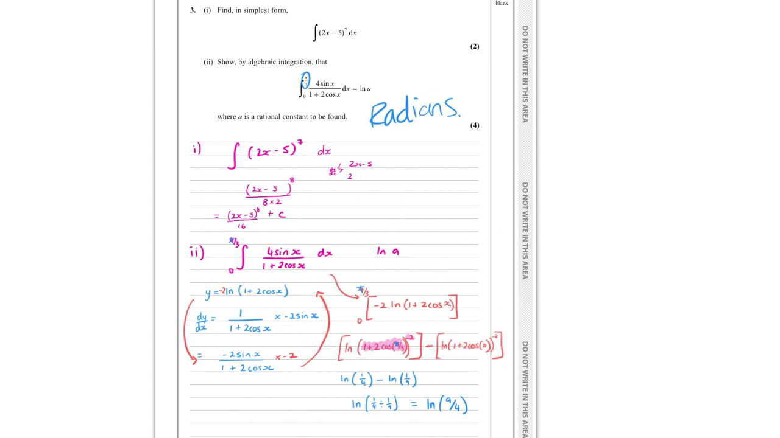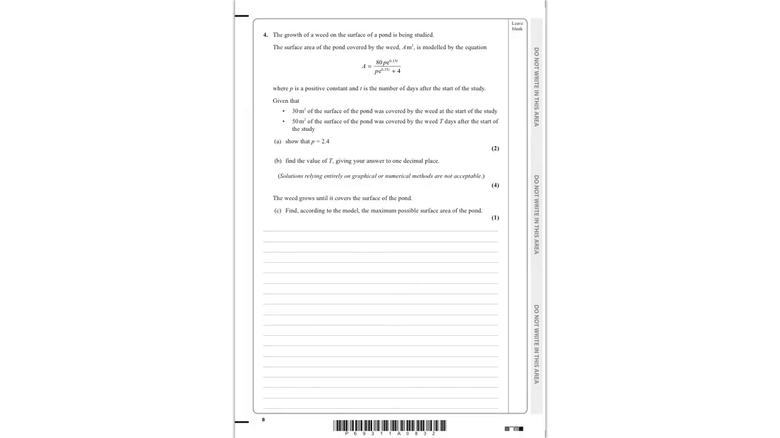And the reason why I left this on here instead of rewinding back and fixing my mistake at the beginning is to show you that it does happen. It is okay. You just have to notice that actually when you're getting decimals, there's clearly something wrong because it tells you that A is a rational constant to be found.